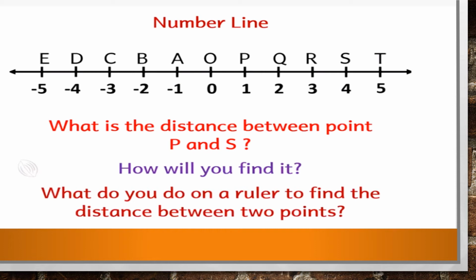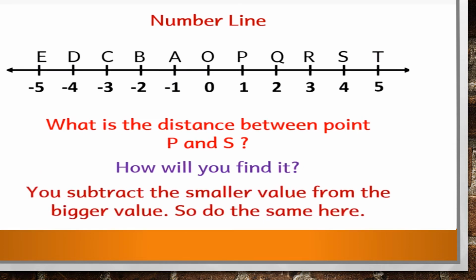You keep the ruler on the starting point. Okay, the first line of the ruler, you keep it on the starting point, and up to the end point we measure on the ruler what exactly is the measure, what is the distance, right? So you have to follow the same thing over here also.